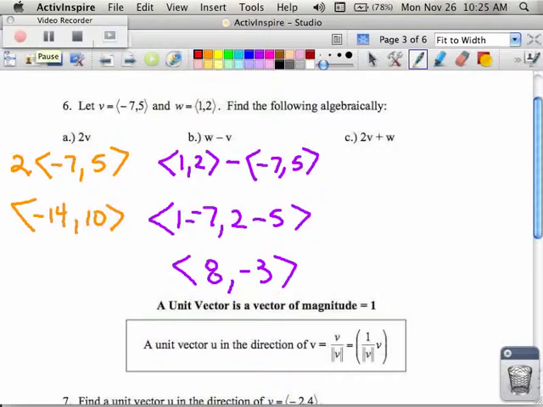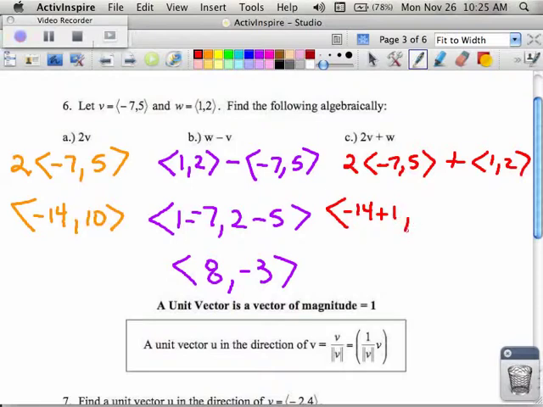Last one, on number 6. I want 2 times v, so that's 2 times negative 7, 5, plus the w, which is 1, 2. So that would be, if I did an intermediate step, negative 14 plus 1, 10 plus 2, for a final result of negative 13, 12. Do not forget to write things down in component form.